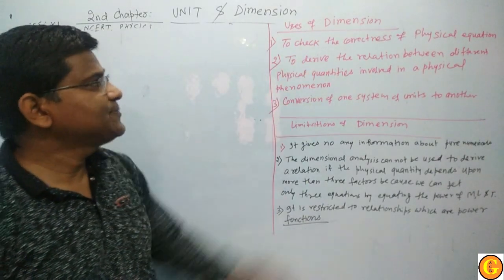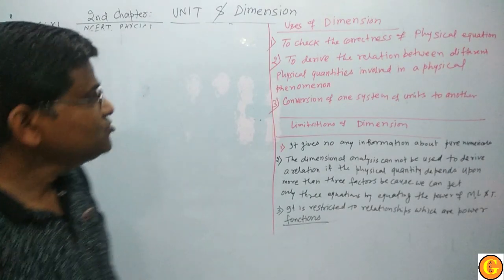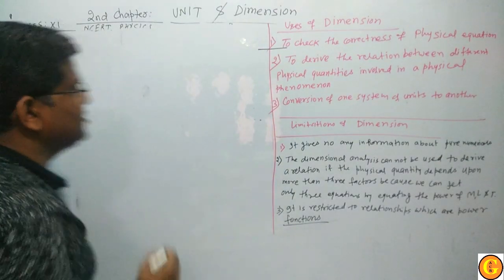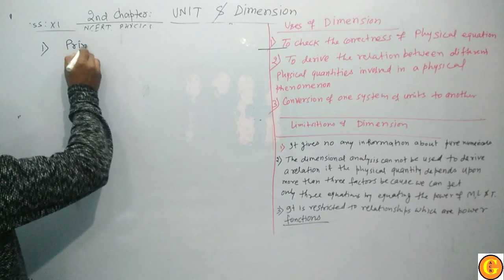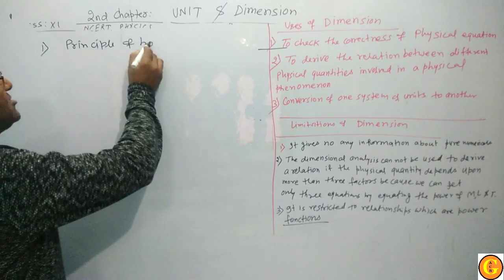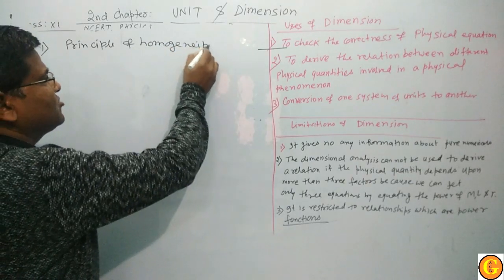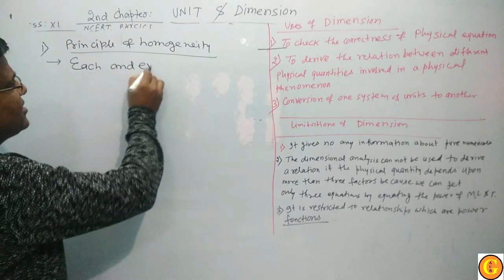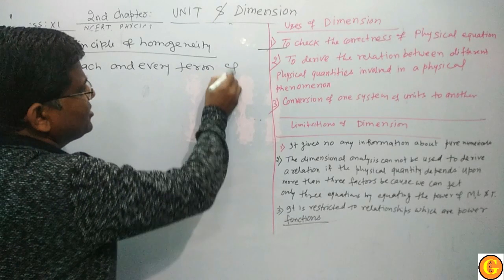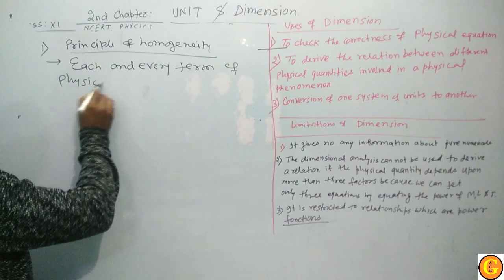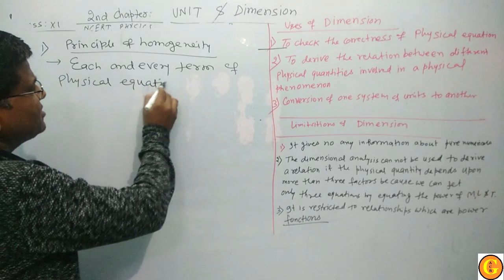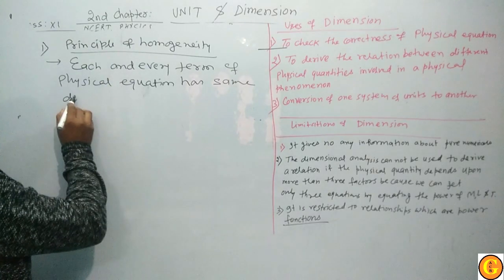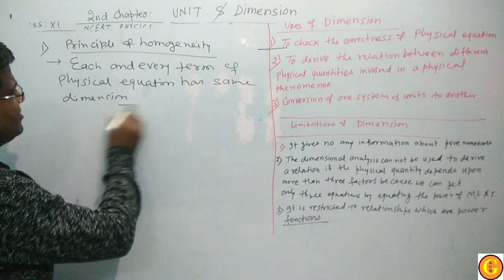Now I am going to explain about the uses of dimension. What is the use of dimension? The first thing is to check the correctness of a physical equation, or this is also called the principle of homogeneity. It says each and every term of a physical equation has the same dimension. This is very important.